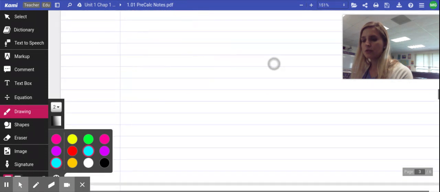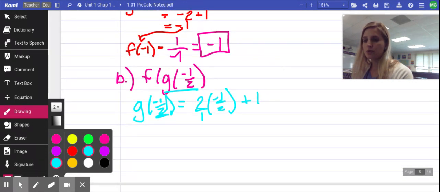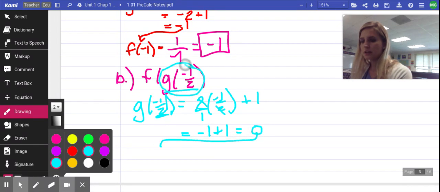And then you should be able to do all this without a calculator. So put 2 over 1, cross reduce here. Negative 1 times 1 is negative 1, plus 1 is 0. So this right here is 0. So now I'm finding f of 0.